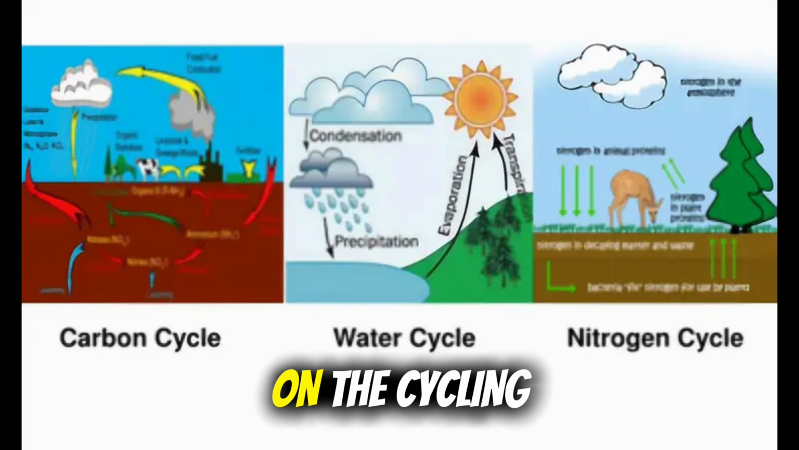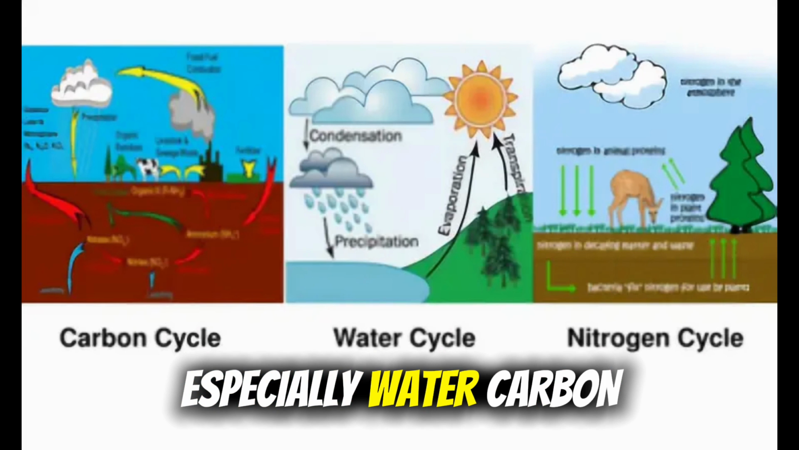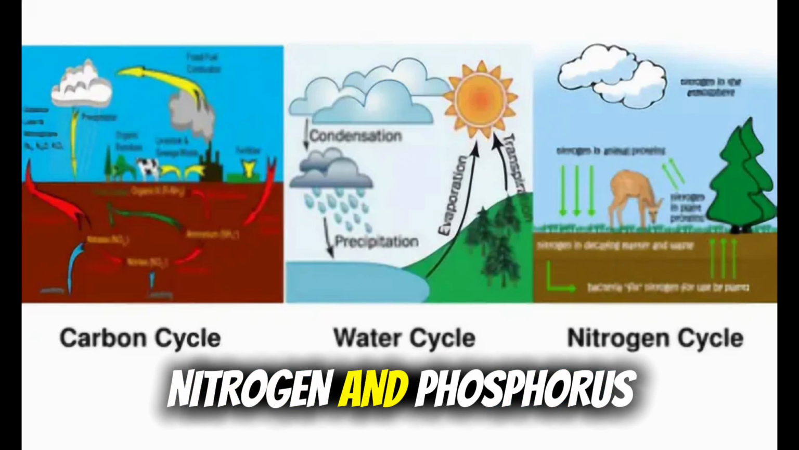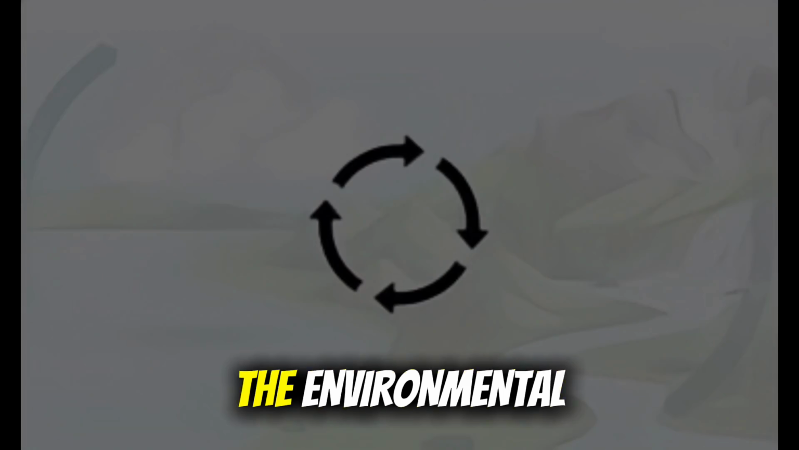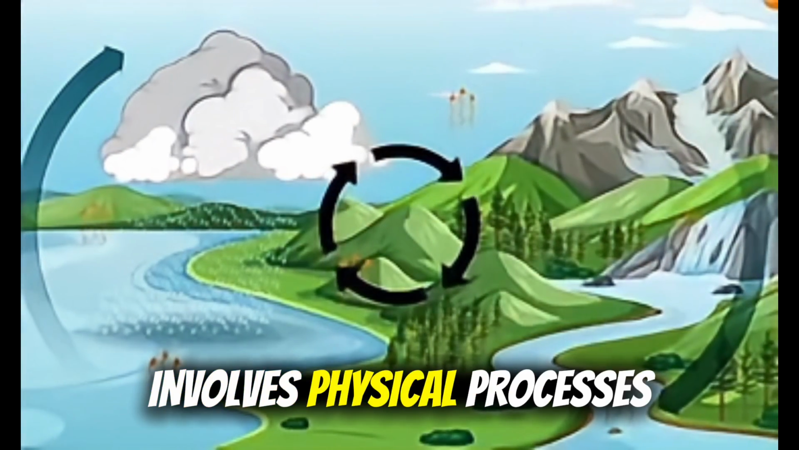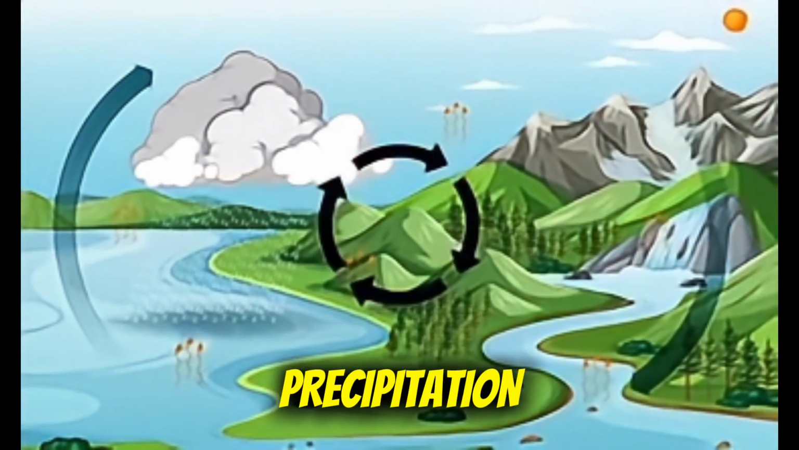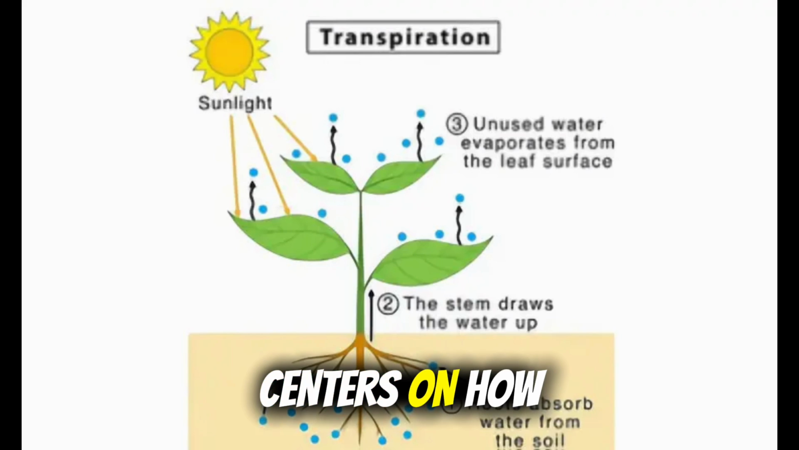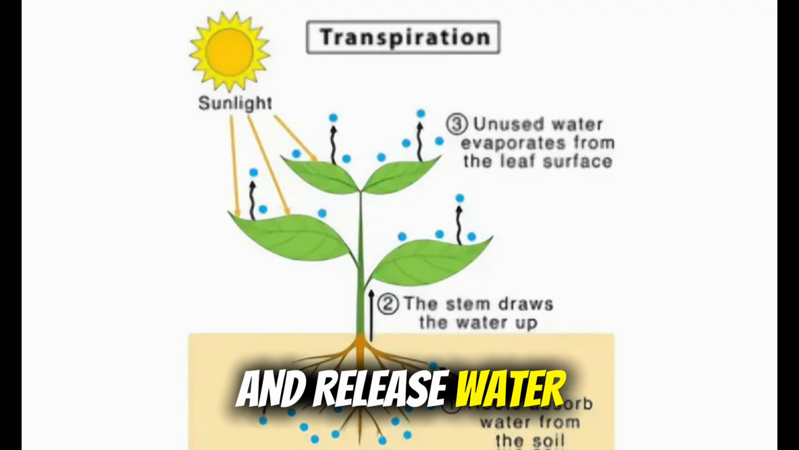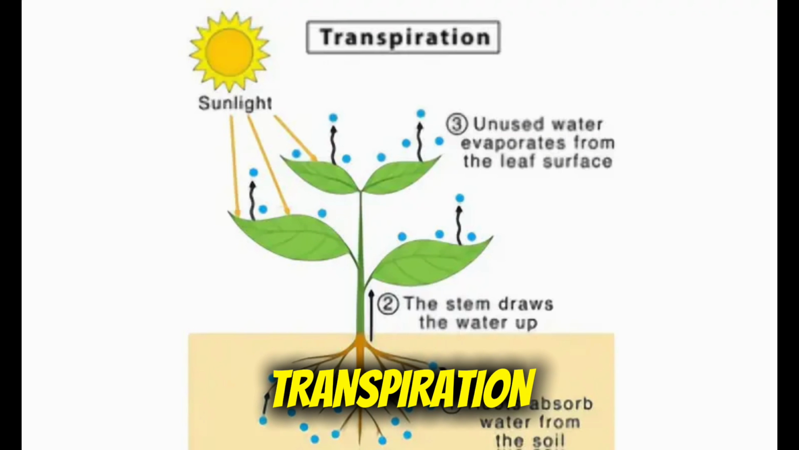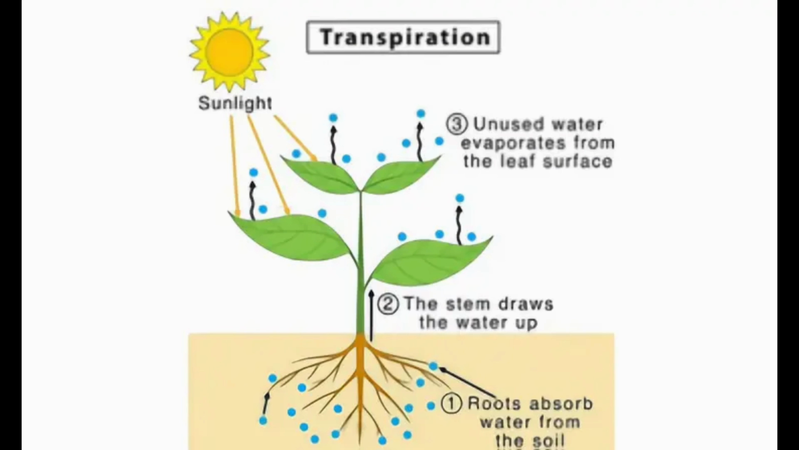Ecosystems also depend on the cycling of matter, especially water, carbon, nitrogen, and phosphorus. The environmental water cycle involves physical processes: evaporation, condensation, precipitation, and runoff, while the organismic cycle centers on how living things absorb and release water through processes like transpiration and respiration.